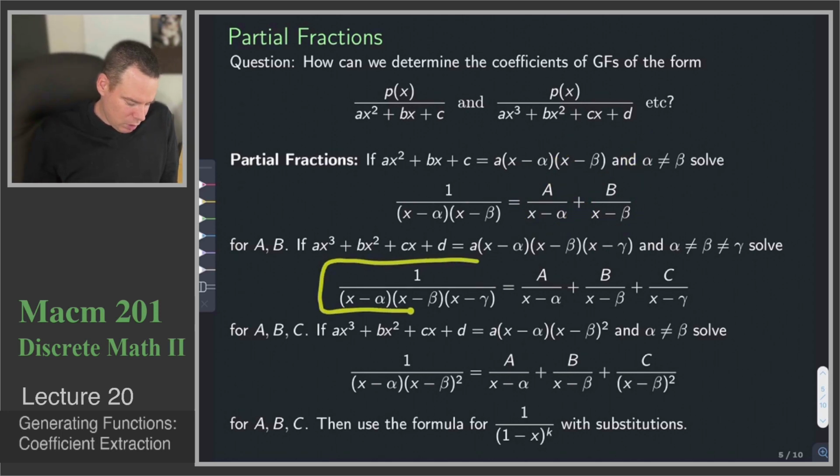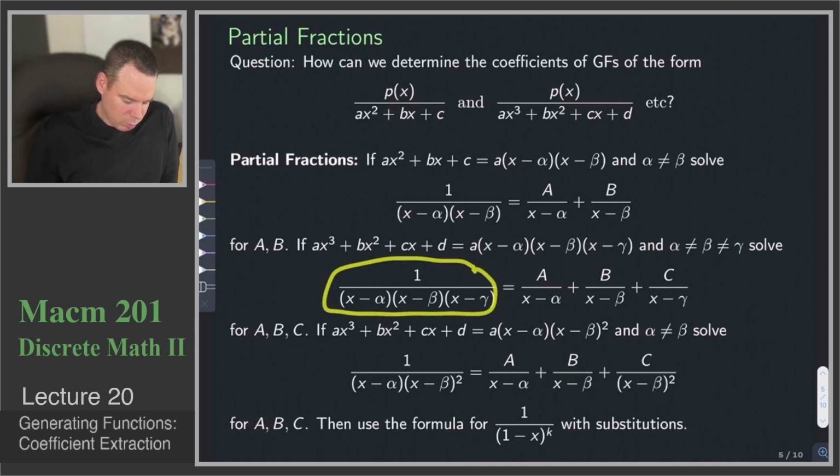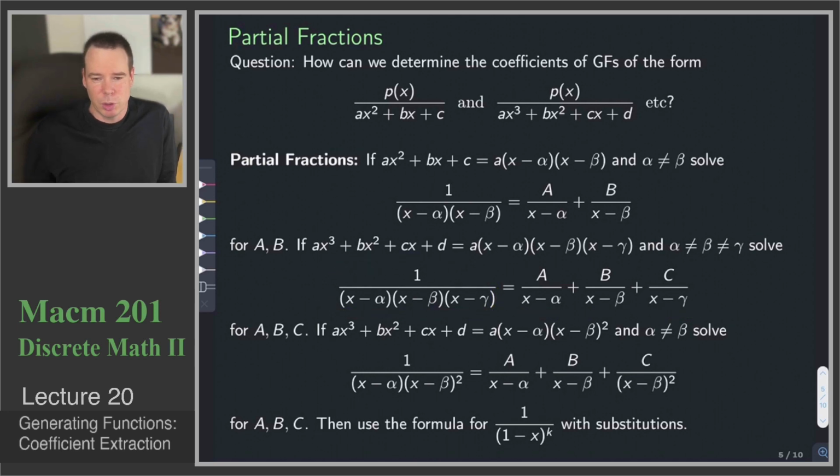What happens if our generating function is of the form 1 over, and then we've got 3 linear factors? Well, we just want to split it up into the sum of 3 fractions. So we're taking this rational function, we're splitting it up into parts. Each part is a fraction. That's where the term partial fractions is coming from.